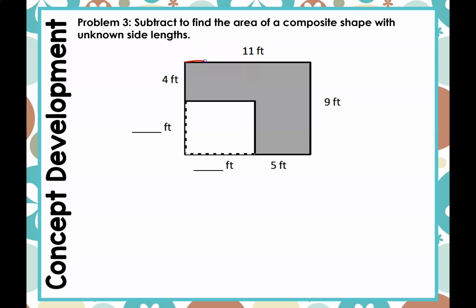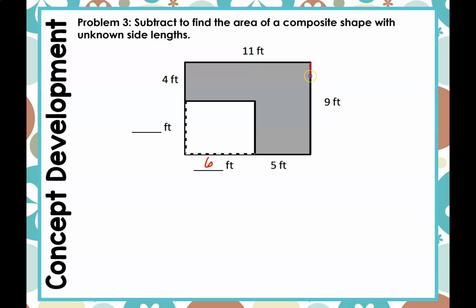So let's look at this side up here, 11 feet. Okay, we also know that the side directly across from it should be just as long if it's a rectangle. So I know that so far I have 5 feet, but I need to get to 11 feet. How could I get from 5 feet to 11 feet? What could I add to 5? I could add 6. So the 6 and 5 together make 11. So I know that this side length here is 6.